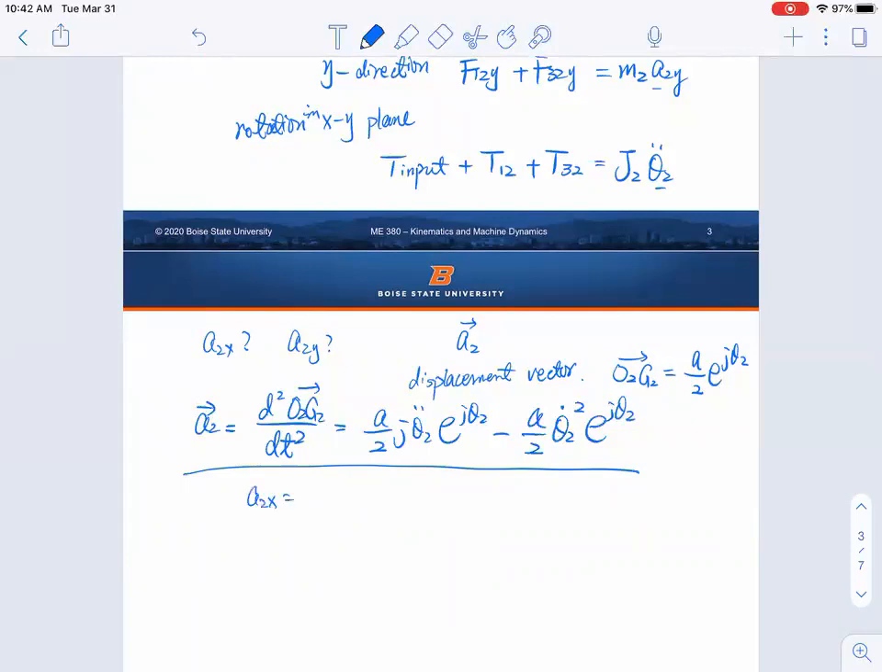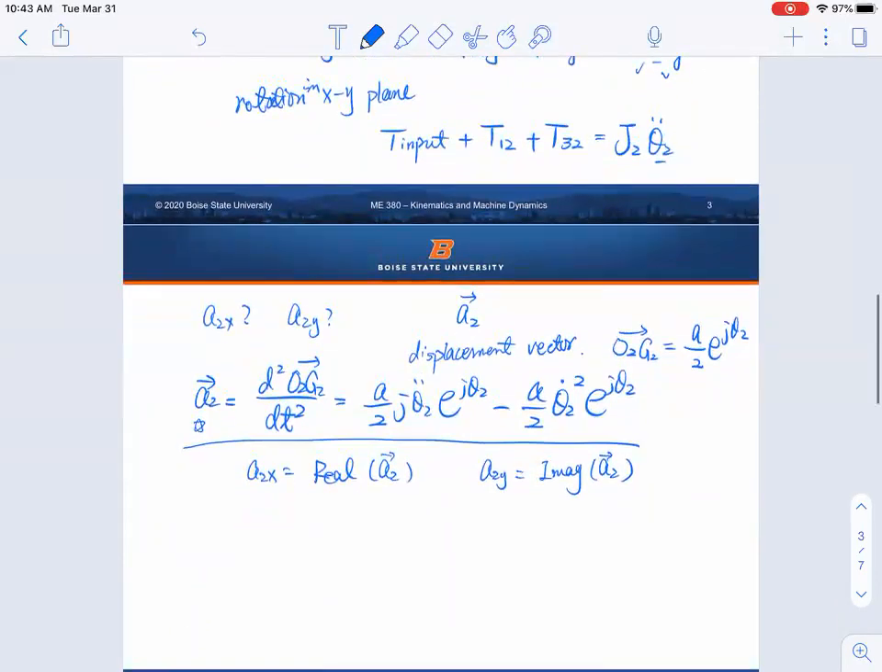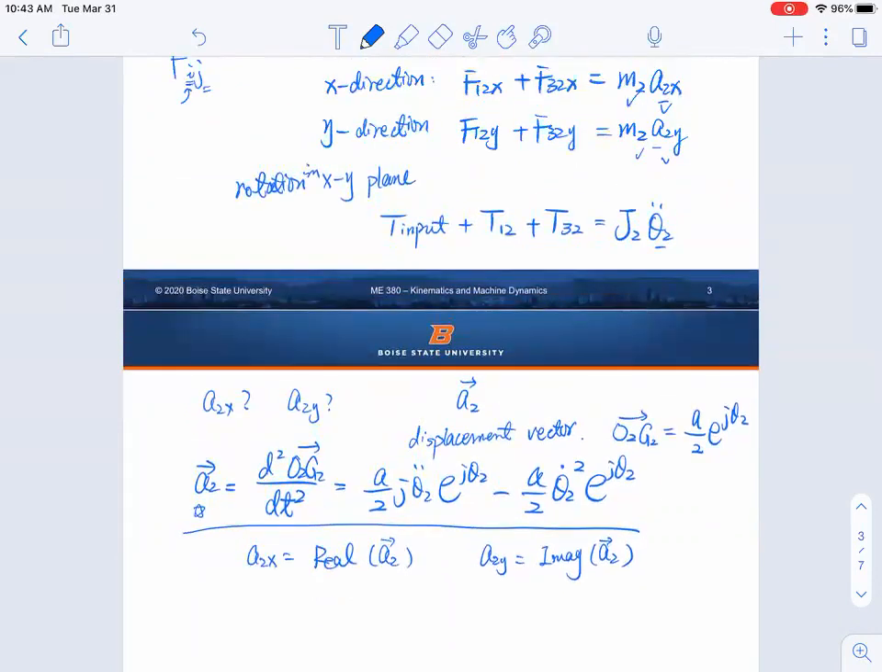So A2X is just the real part of your A2 vector, and A2Y is the imaginary part of your A2 vector. And you can see this vector is actually simple, because your A2 is only a function of θ2. θ2 is your input, so everything is known. Which means your acceleration is usually known. So in your equation, your M2 is known, your A is known, and the only unknowns are on the left-hand side, the forces. And then we finish the first two equations, and focus on the third equation.